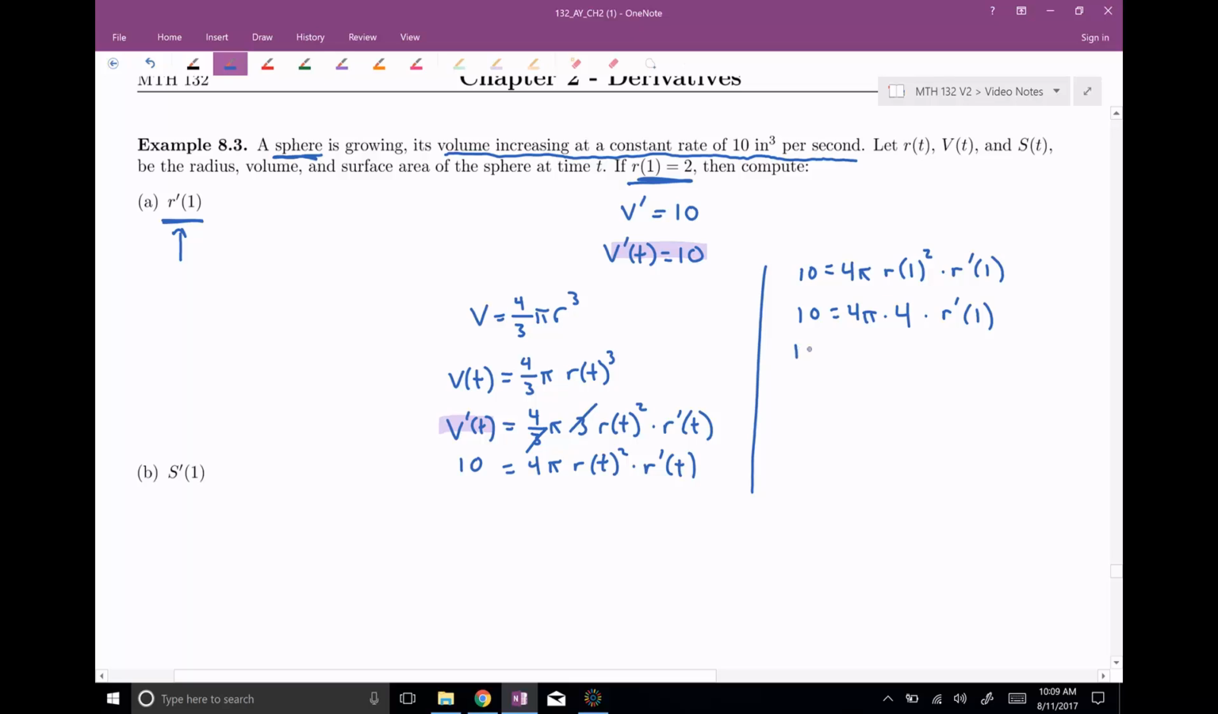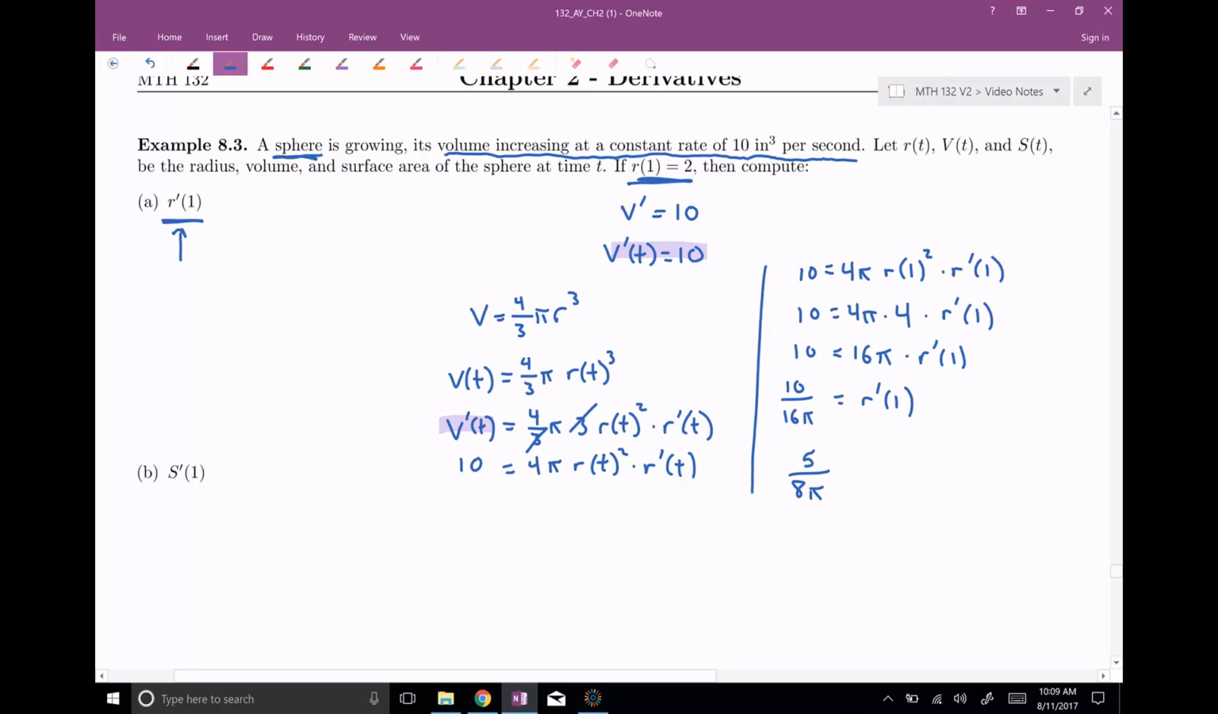So 10 is equal to 16 pi, sorry, getting ahead of myself a little bit, times r prime of 1. And so this is going to be 10 over 16 pi is equal to r prime of 1. We can do a little bit of simplification, and so we're going to have 5 over 8 pi.